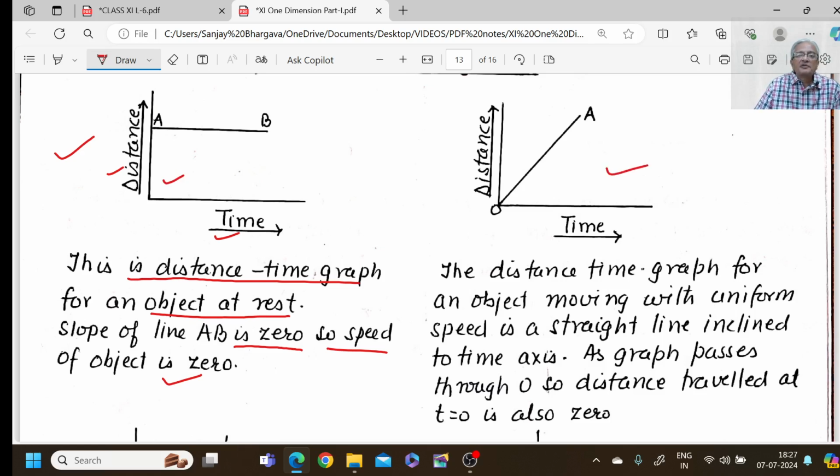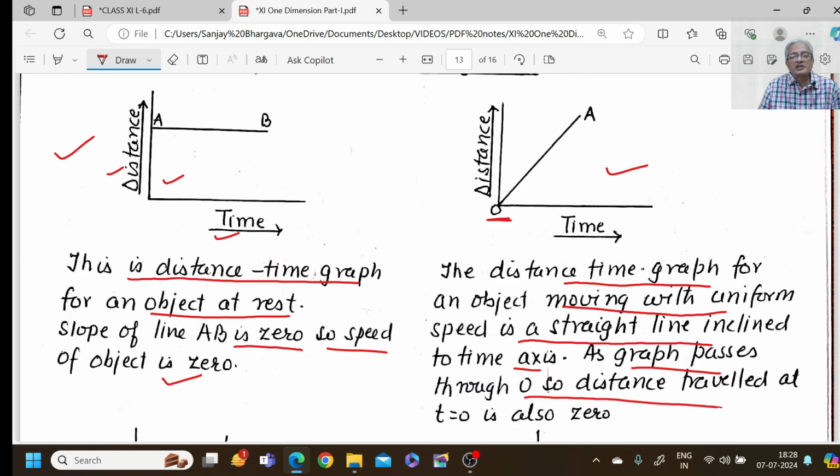Similarly, we have a straight line graph OA passing through the origin O. This is the distance time graph for an object moving with uniform speed, and it is a straight line inclined to the time axis. The graph passes through the origin O, so distance traveled at time t equal to 0 is also 0.